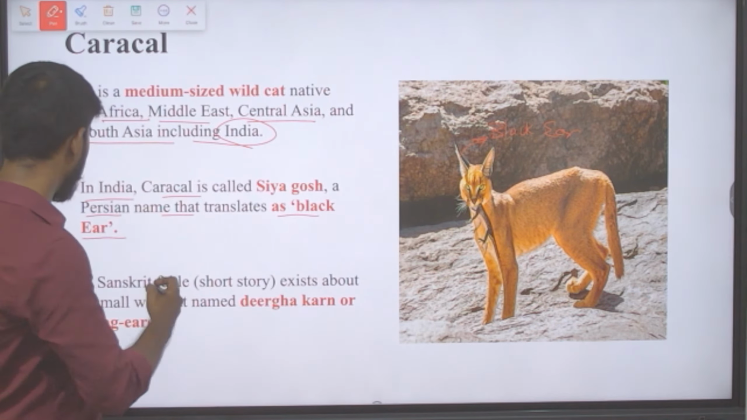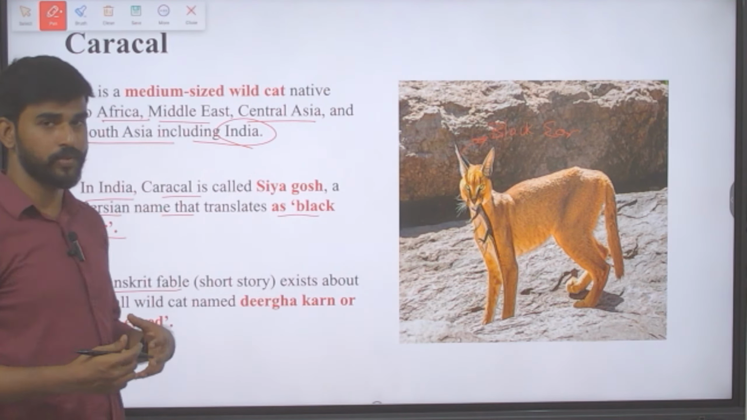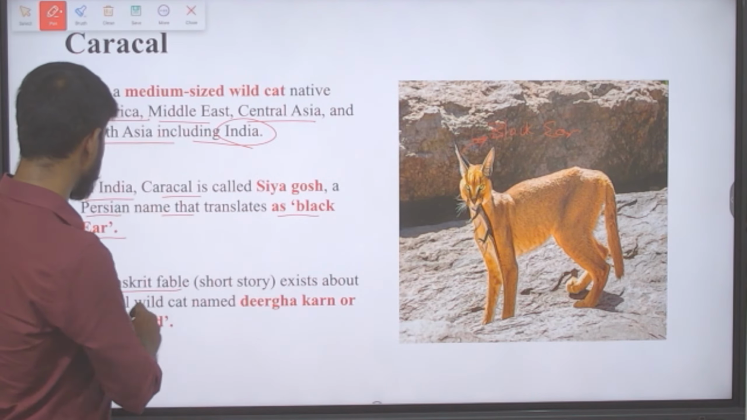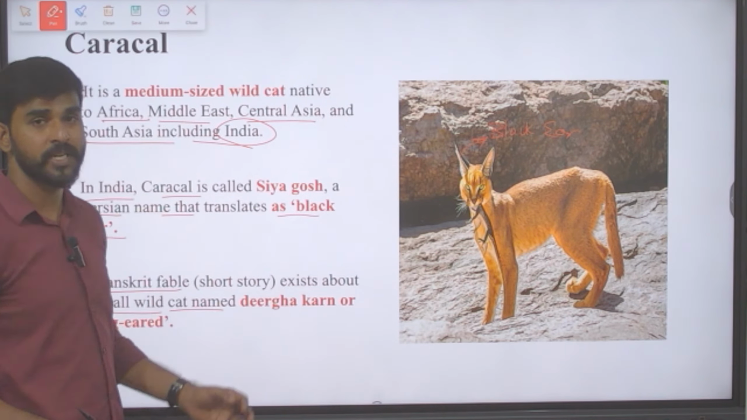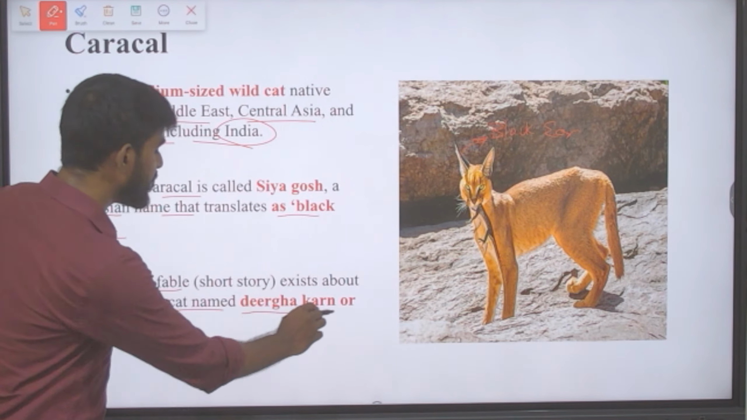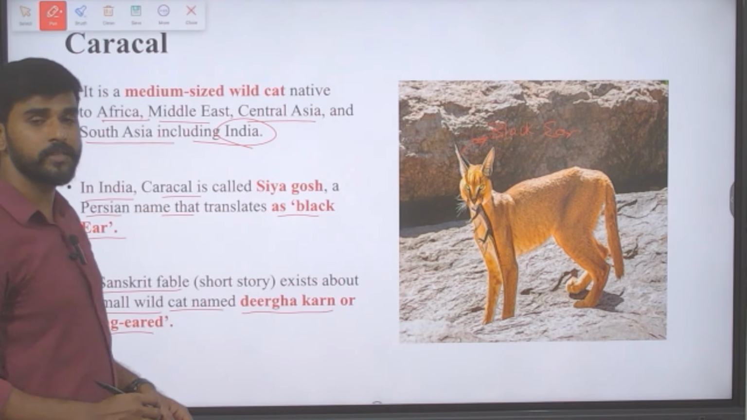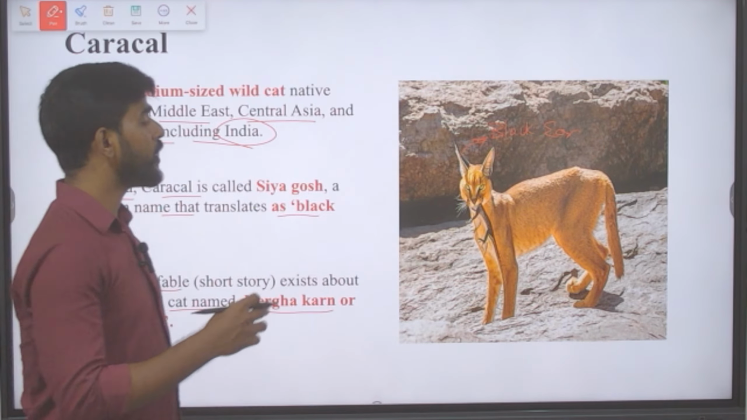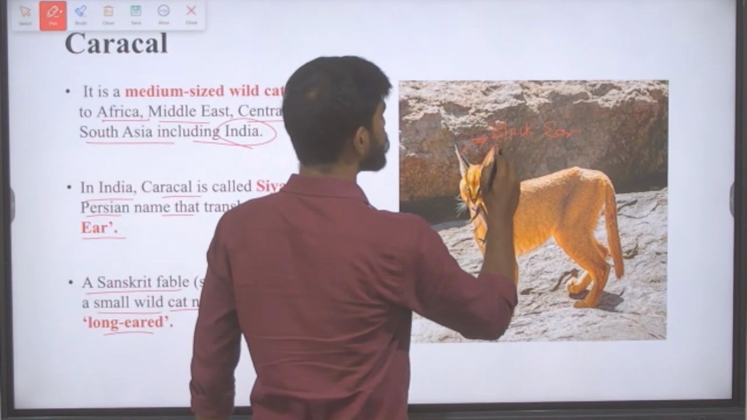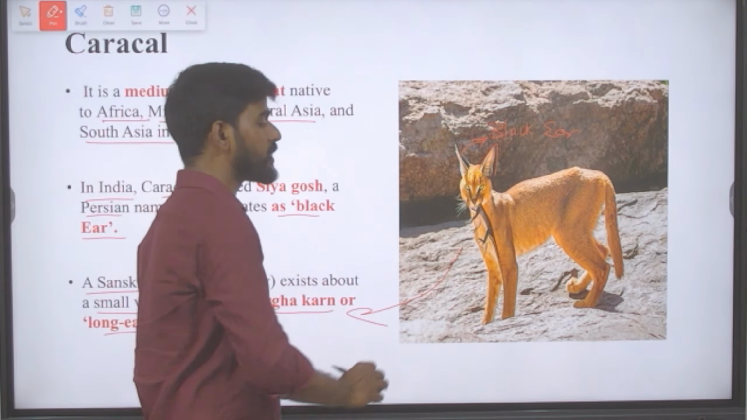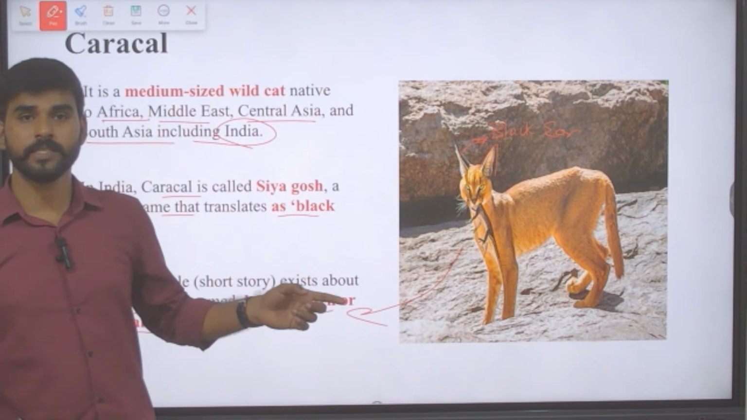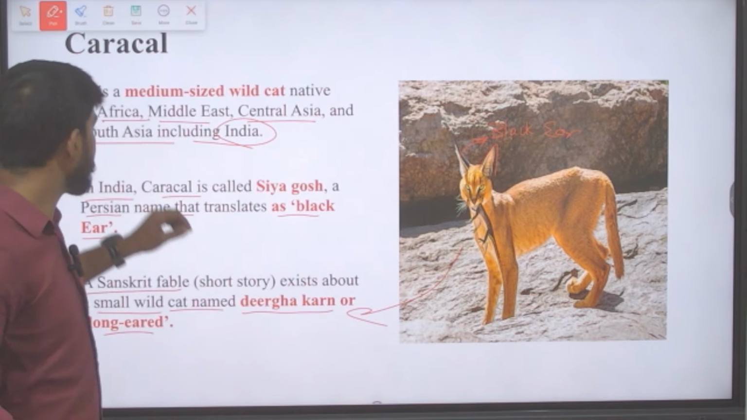Okay, the local name. And then a Sanskrit fable is also there, a short story which exists about a small wild cat which is named as Dirgha Karn. What is Dirgha Karn? Dirgha Karn means long eared. So probably this fable is about Siya Gosh or Caracal.